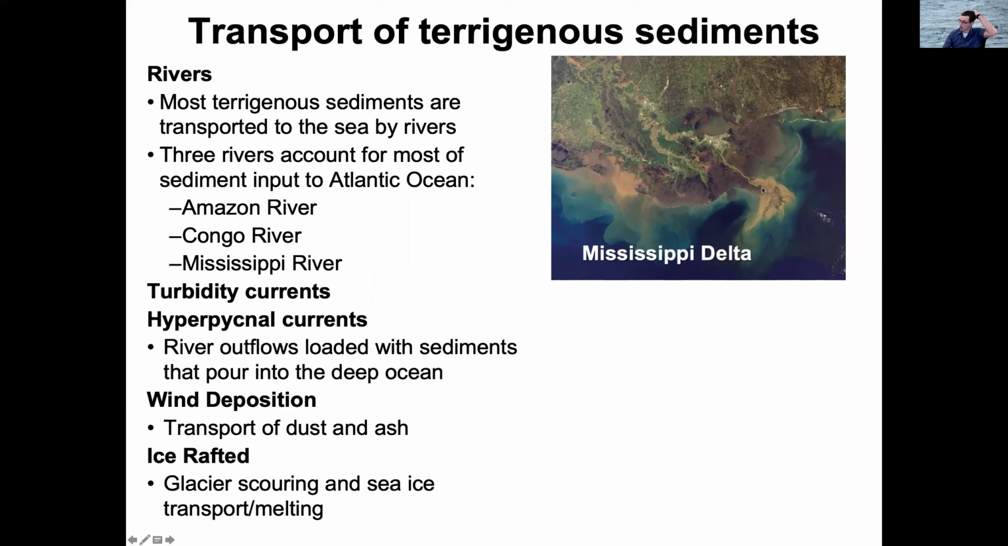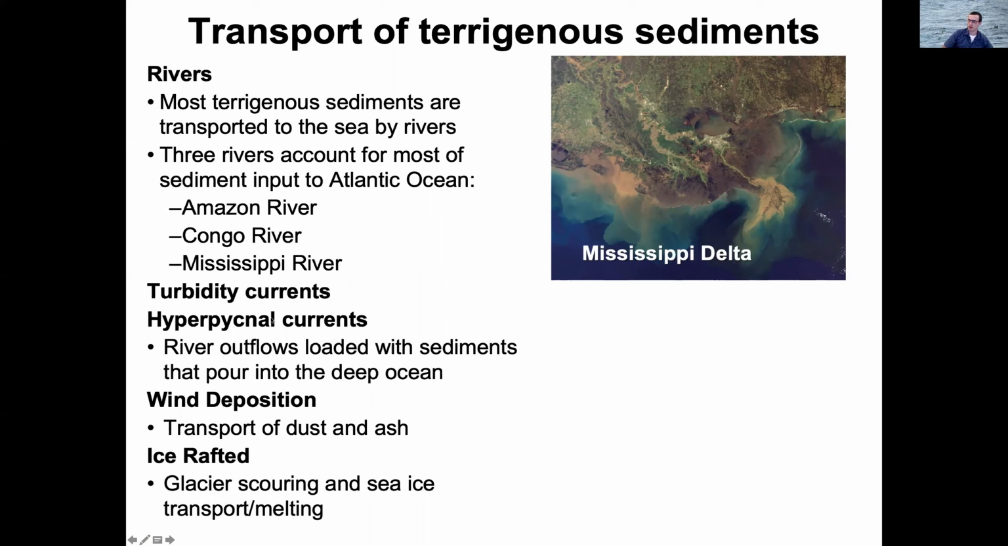These flow into the ocean, and right here you can actually see how this is building out land as that sediment is deposited and extending the delta out into the ocean. Three rivers account for most of the sediment input into the Atlantic Ocean: the Amazon, the Congo, and the Mississippi. These are a huge source of sediment to the ocean. You can also have turbidity currents that take sediment from near shore down to deeper depths. We'll talk about those in a minute.